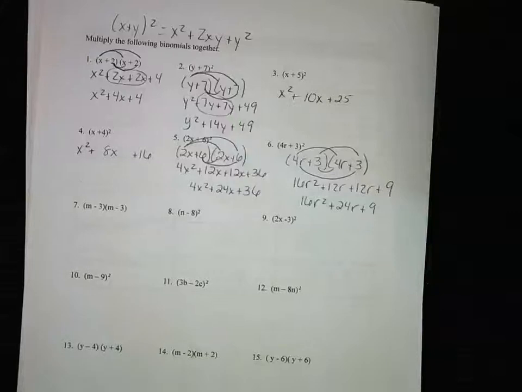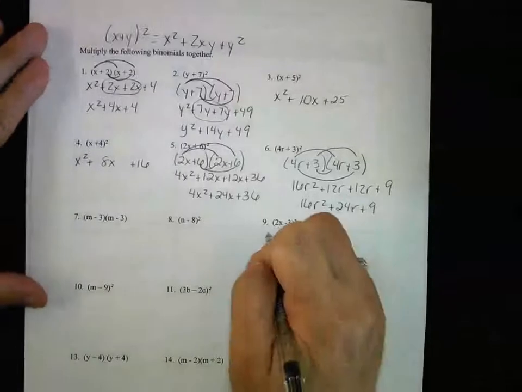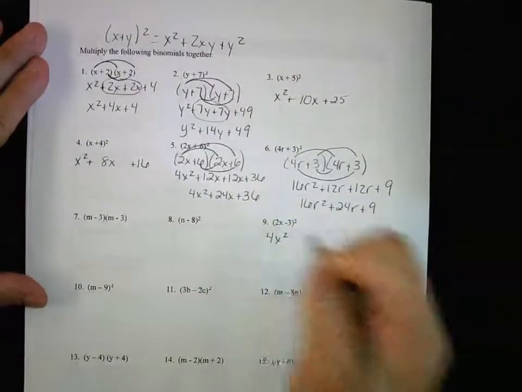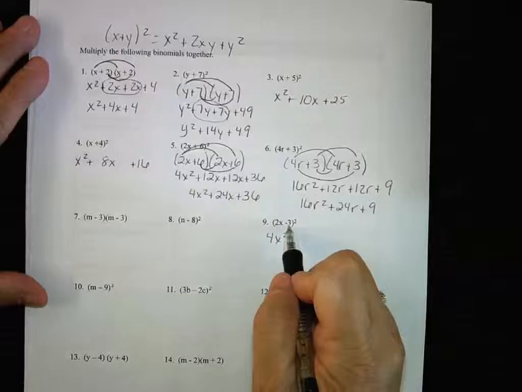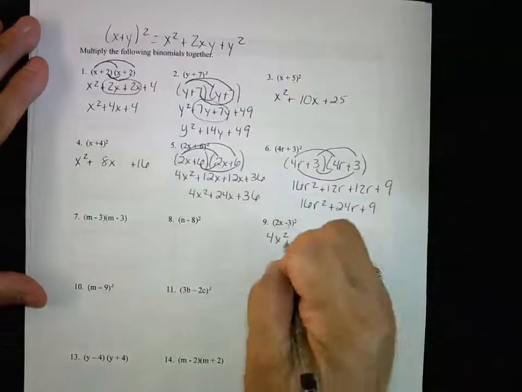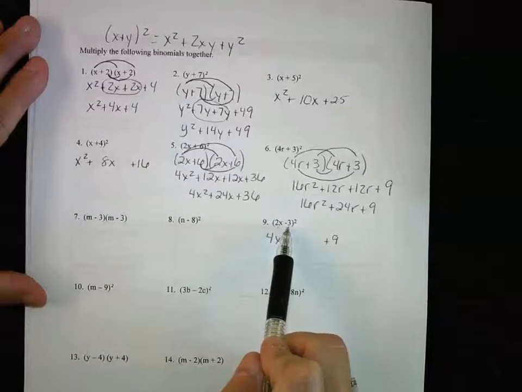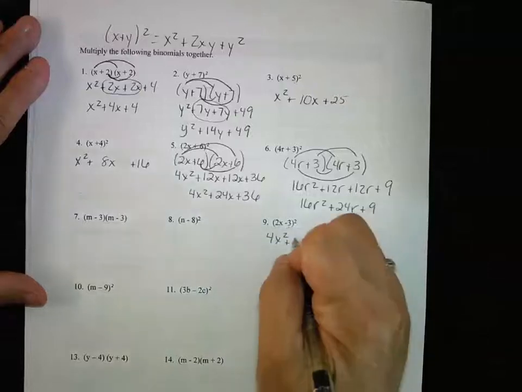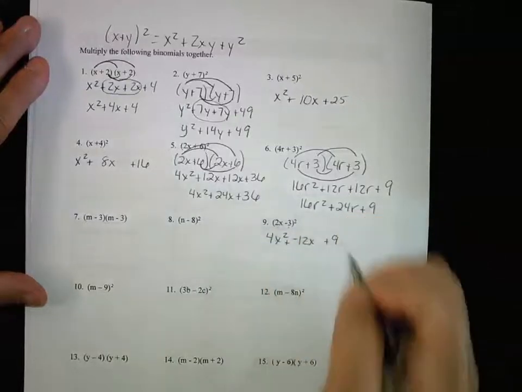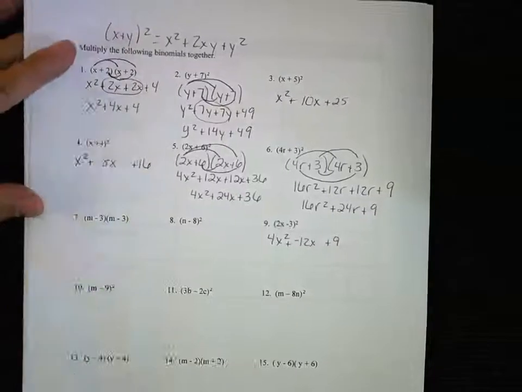And I'm going to skip to 9, 11, and 12, and I'm going to try to do those the shortcut way. 2x times 2x is 4x squared. Negative 3 times negative 3 is 9. In that middle term, you need to do 2 times negative 3, which is negative 6. And you have to double that, which will be a negative 12x. Number 11.